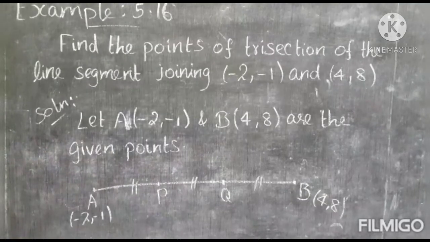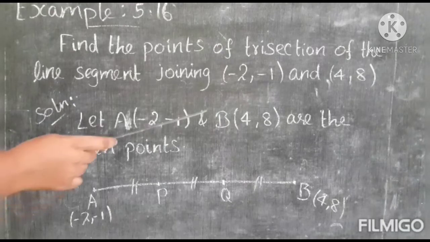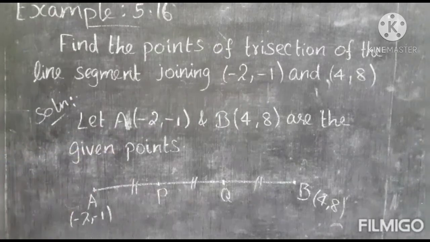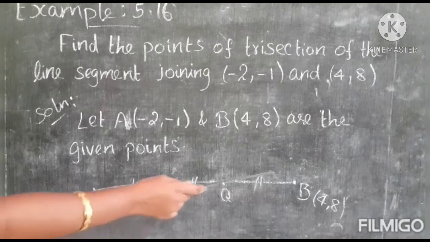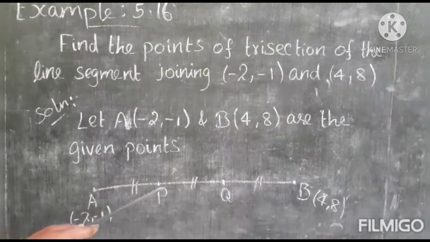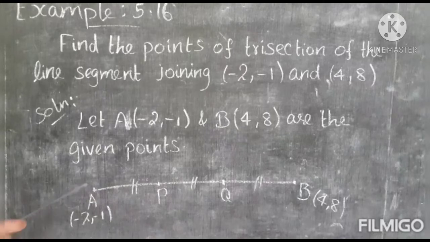Example 5.16. Find the points of trisection of the line segment joining (minus 2, minus 1) and (4, 8). Let A (minus 2, minus 1) and B (4, 8) be the given points. Let P(a, b) and Q(c, d) be the points of trisection of AB, so that AP equals PQ equals QB. The points P and Q divide the line AB into 3 segments, so that AP equals PQ equals QB.